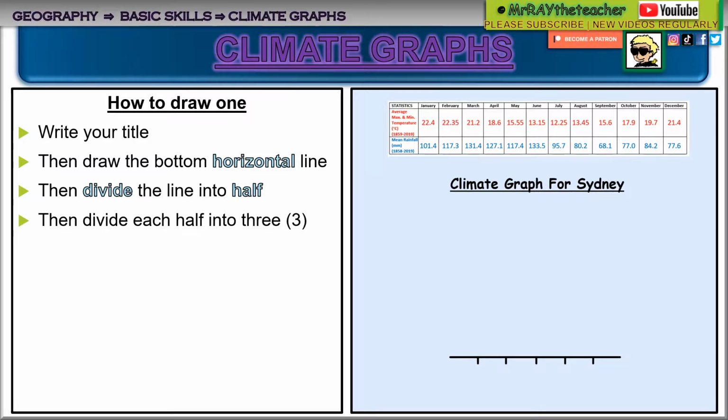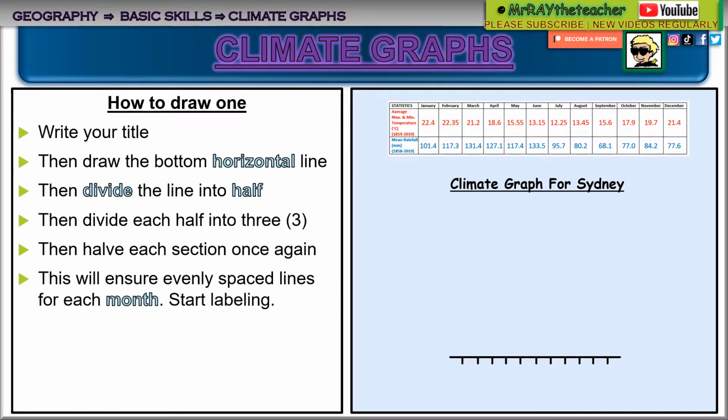Divide in half, then divide each into 3. Just for context, this is because these will be for the months of the year. You want them to be evenly spaced out. Divide each section once again. So we've divided in half, divided into 3, divided into 3 again. So in essence, you should have 12 columns.